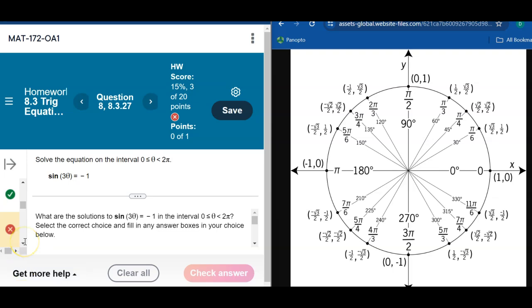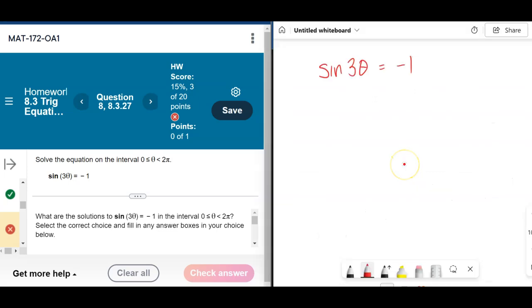Alright, trig class, let's look at one of these examples of a trig equation when the input is not just theta or x. We have a whole entire expression in there possibly. Alright, so here's what we're starting with. The sine of 3 theta equals -1.